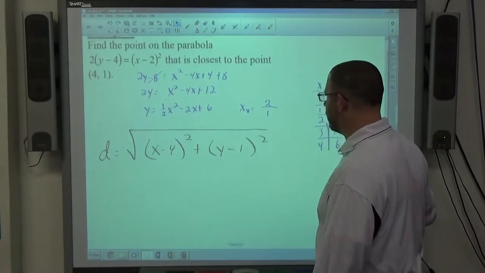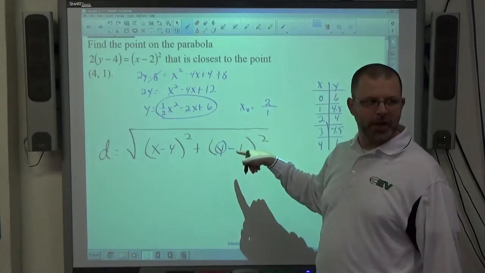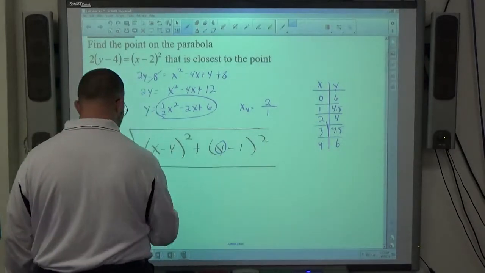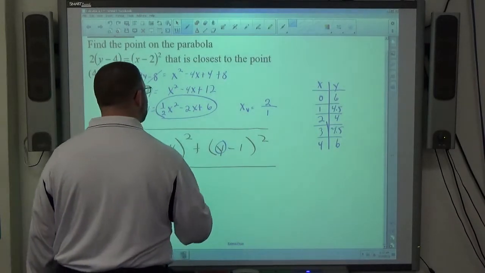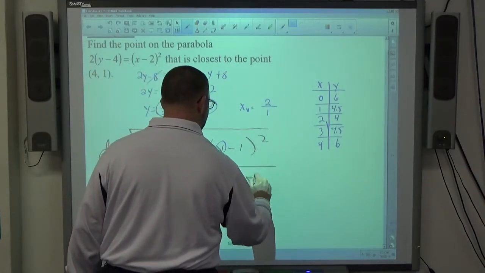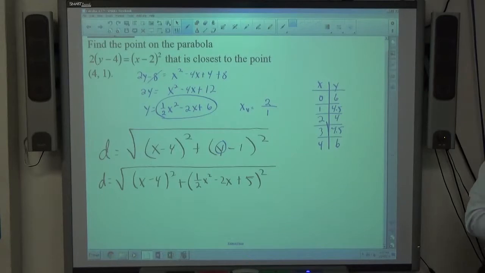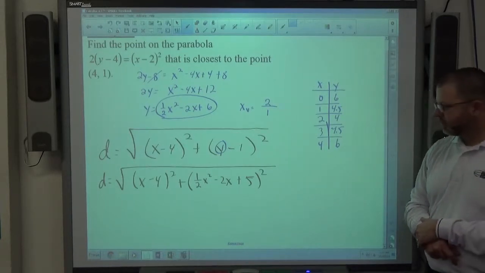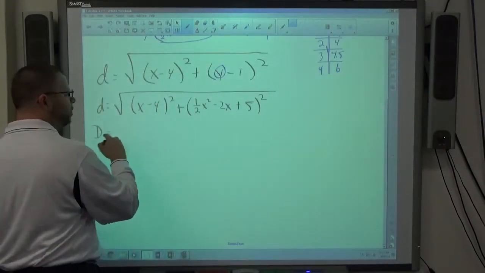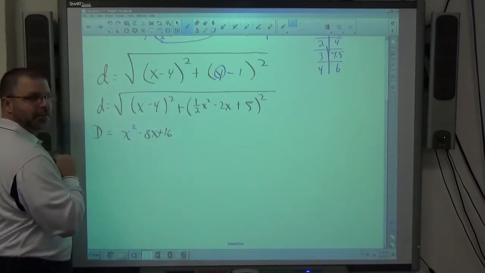We substitute like we did before. So this time y equals this expression, so this y gets changed with that expression. So d ends up equaling the square root of (x - 4)^2 + (1/2 x^2 - 2x + 5)^2. The plus 6 and the minus 1 make a plus 5. The x's don't get affected by that because there are no like terms with it. So little d is that. So big D is going to be just the inside part. And I'm going to go ahead and square these. (x - 4)^2 is x^2 - 8x + 16, that's easy.